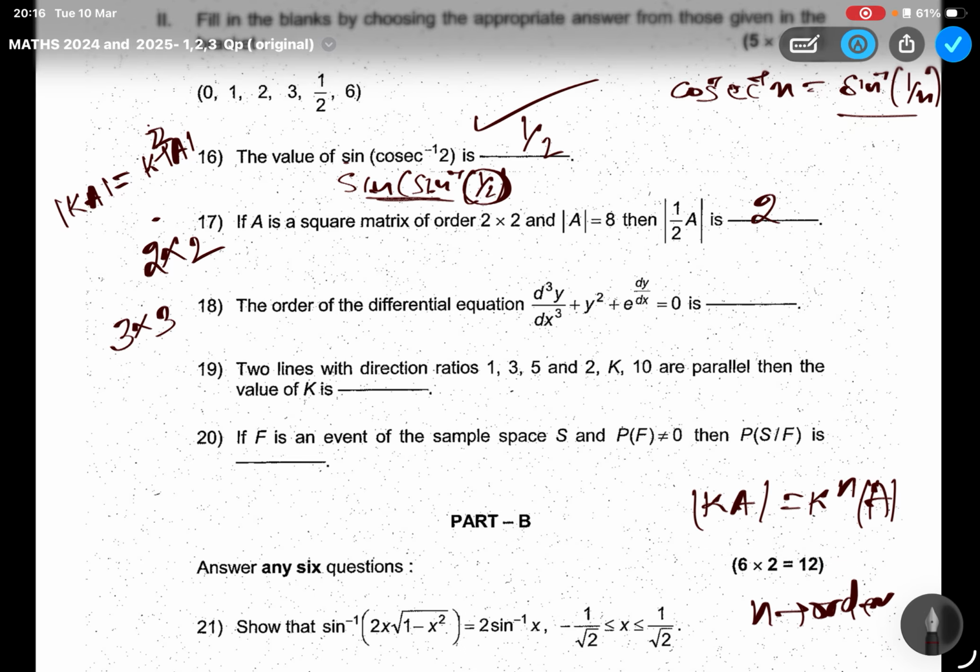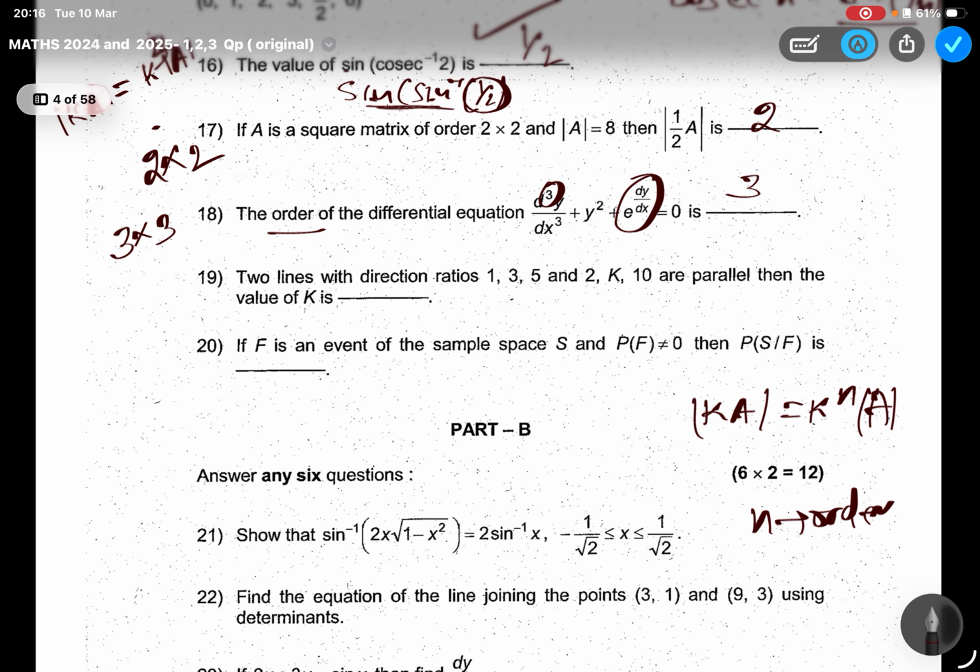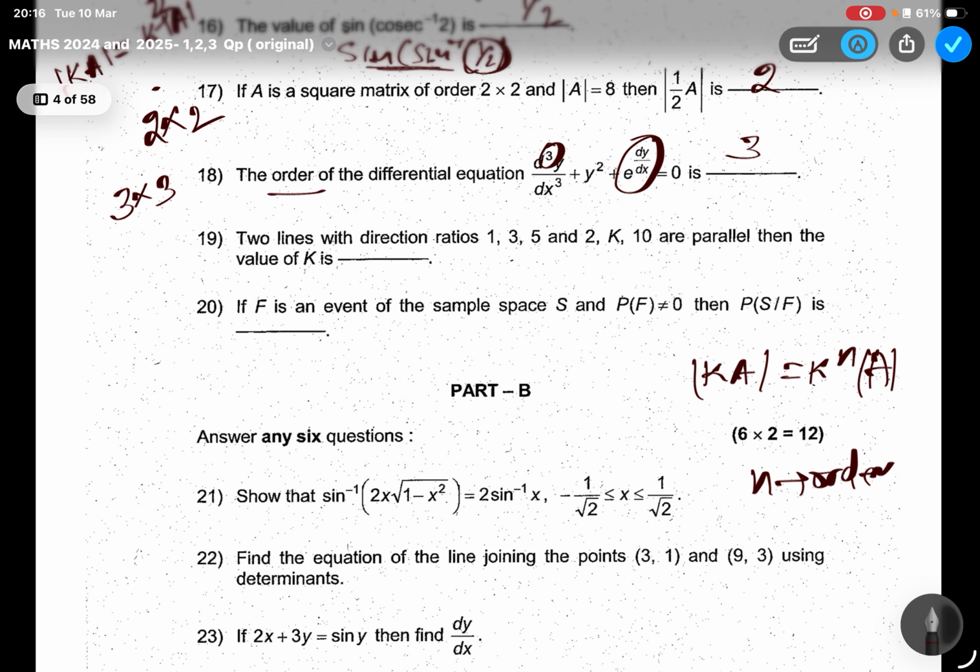Next, the order of the differential equation. They are asking order, not degree. So degree is not defined for this question, you know already. And the order itself is 3. Two lines with direction ratios 1, 3, 5 and 2, k, 10 are parallel. Then the value of k. It is very simple. You know the direction ratios a1 by a2, you can do it, you will get the k value.